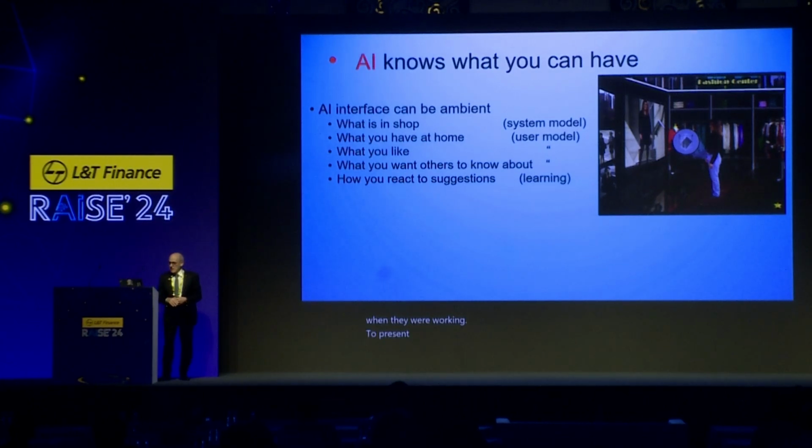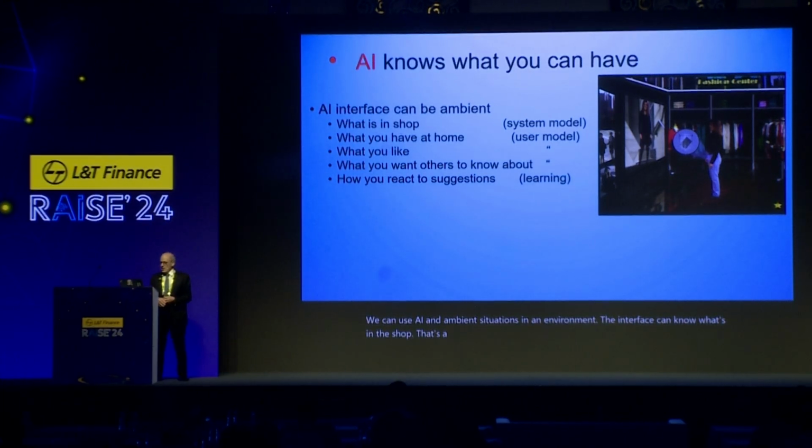And today, we can use AI in ambient situations. In an environment, the interface can know what's in a shop. That's a system model. It can know what you have at home. That's a user model. It can know what you like. That's a user model. It can know what you want others to think about you. That's also a user model. And it can know how you react to suggestions.